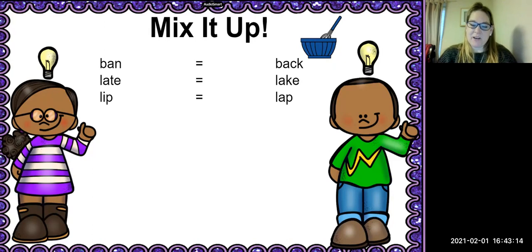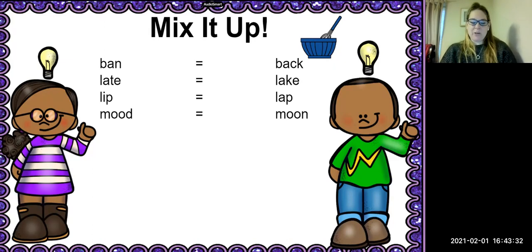Good job. Our next word is the word mood. Mood. And we're going to change the d to n. So what is the new word going to be? Moon. Moon is the new word. The next word is spy. Spy. We're going to say it without the p part. So the new word is sigh.